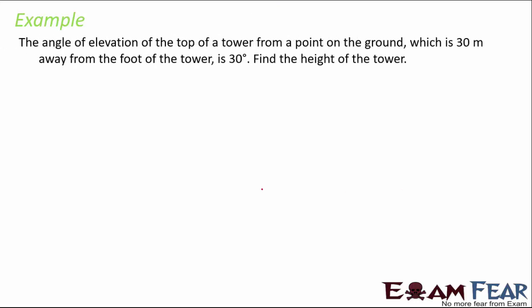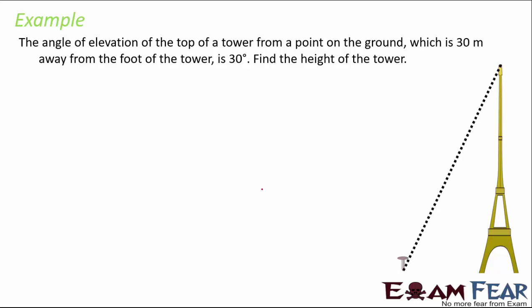Let's look at the next question. The angle of elevation of the top of a tower from a point on the ground, which is 30 meters away from the foot of the tower. Let's say this is the tower and this is a point. The angle of elevation of the tower is from a point on the ground. This nail here on the ground just shows that point on the ground.